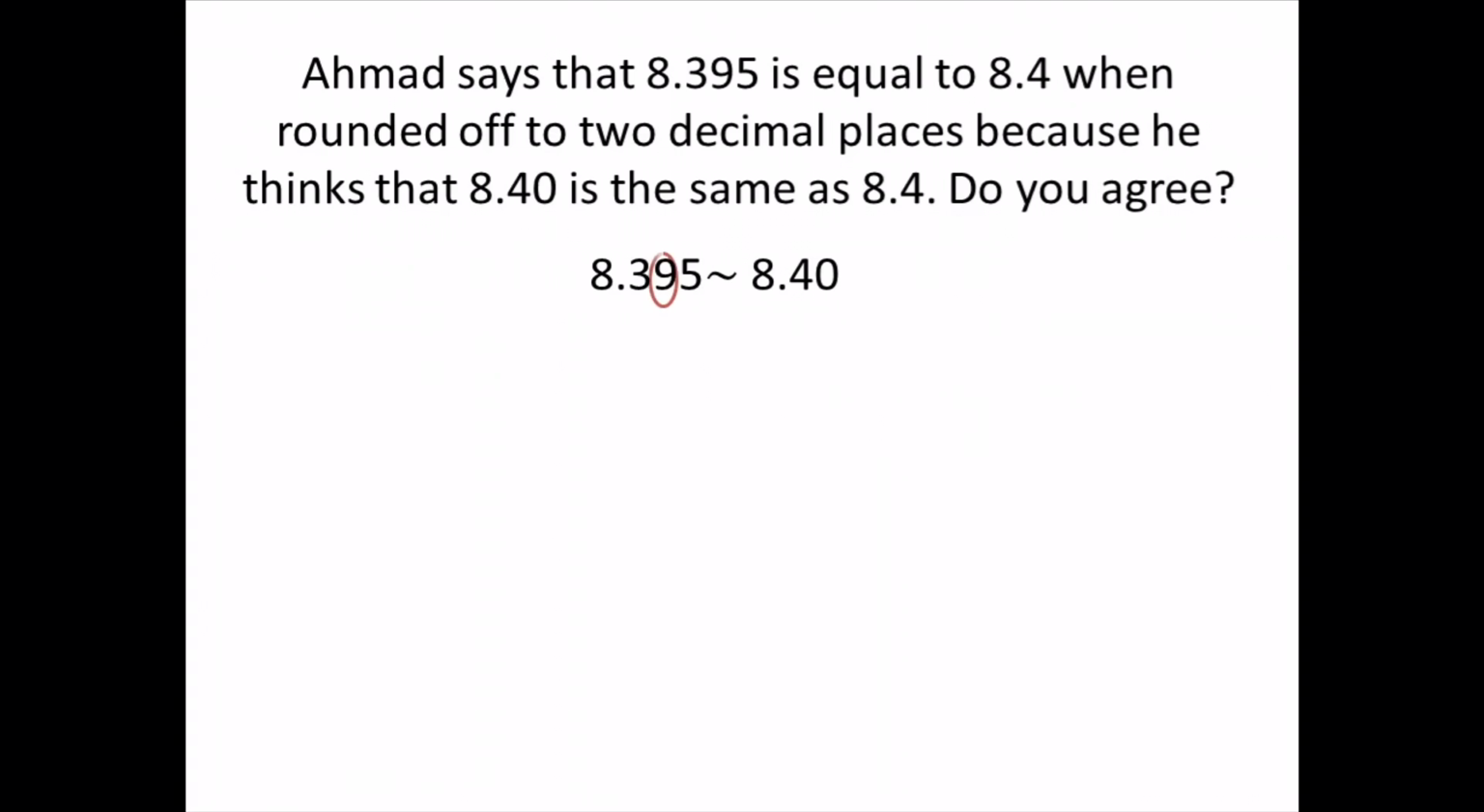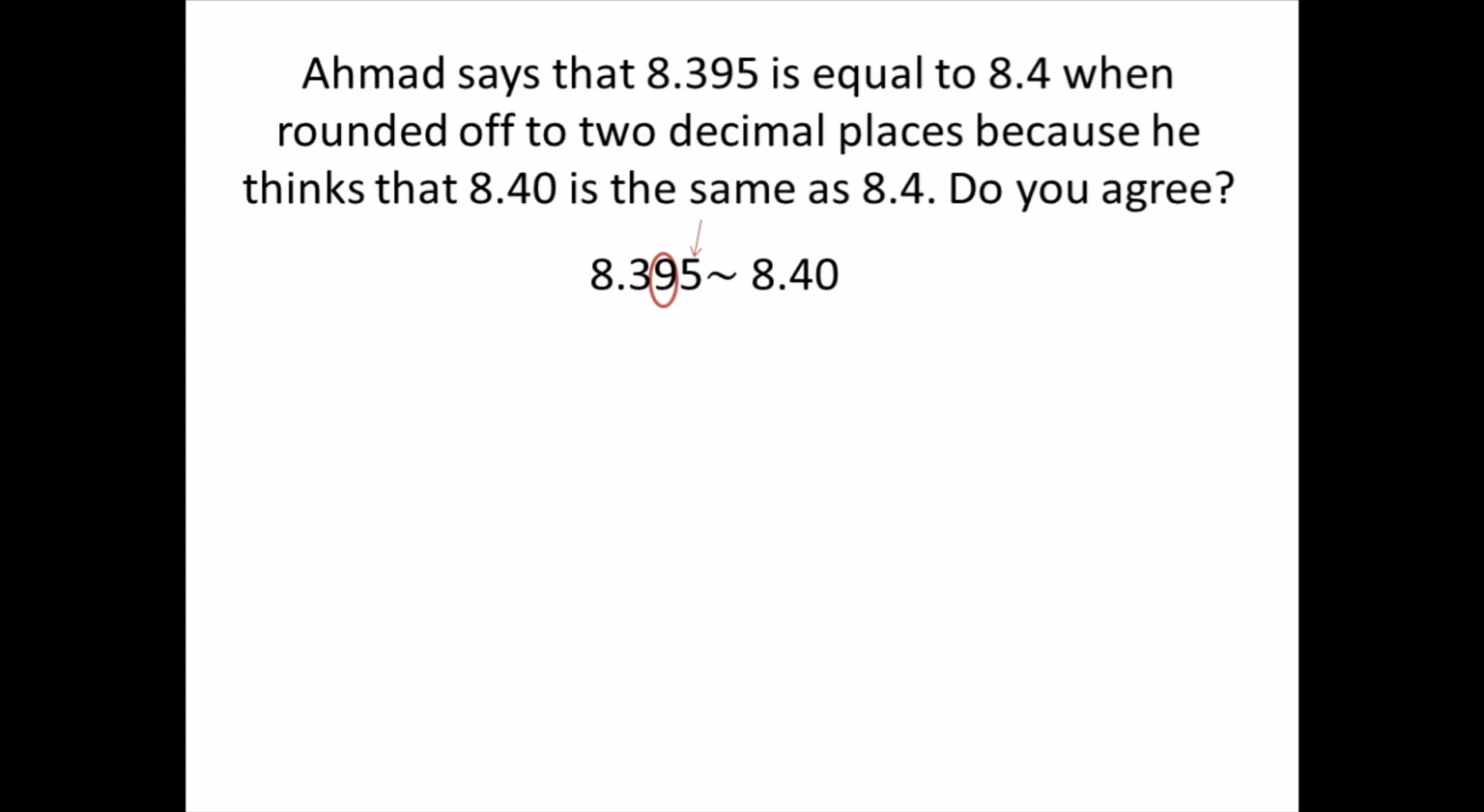When we check 5, 5 will give 1 to 9 and 9 will become 10, or in other words 39 will become 40. As 5 will give 1 to 9 and 9 plus 1 is 10, it will itself become 0 and it will give 1 to 3 and 3 will become 4. The final answer should be 8.40 because the answer should have 2 decimal places. So I don't agree with Ahmed.